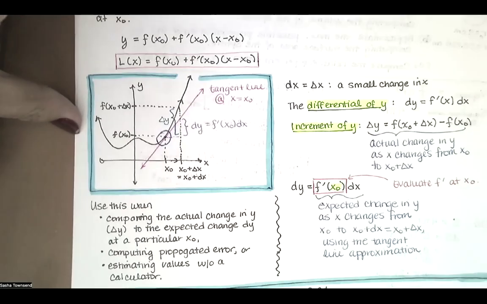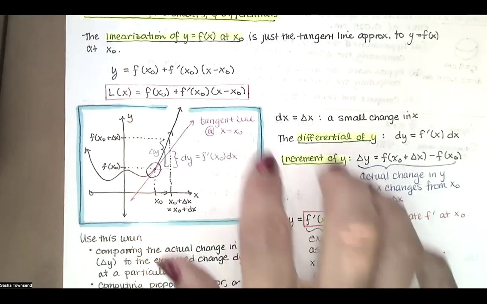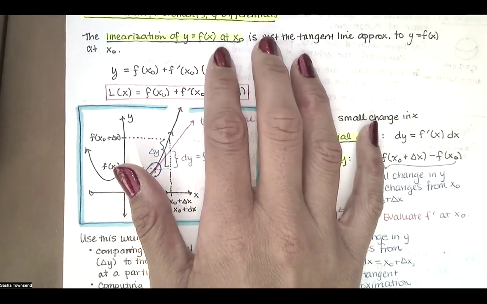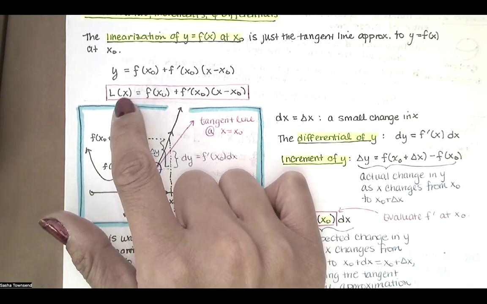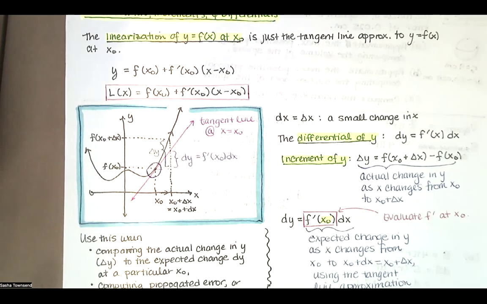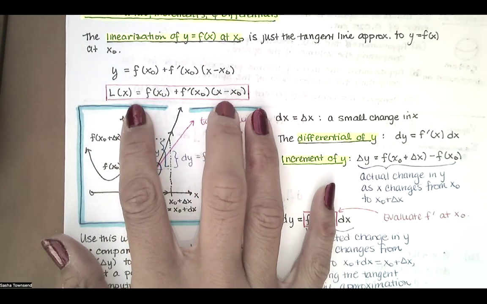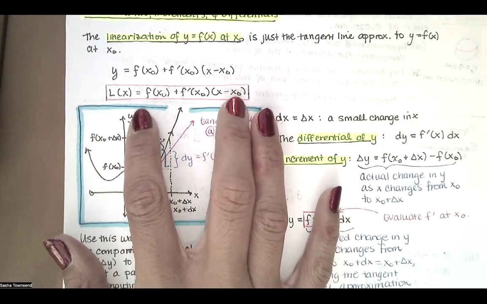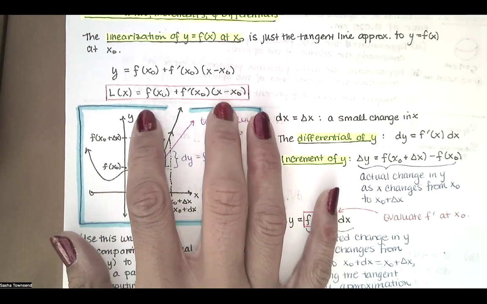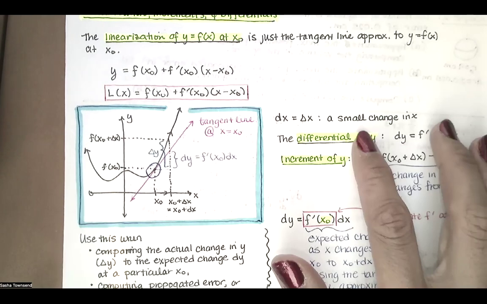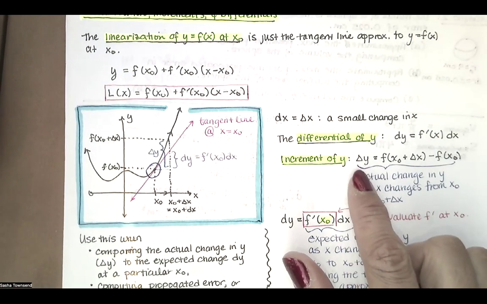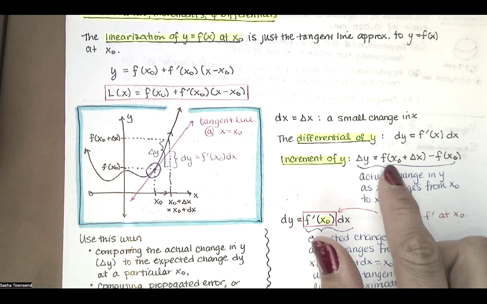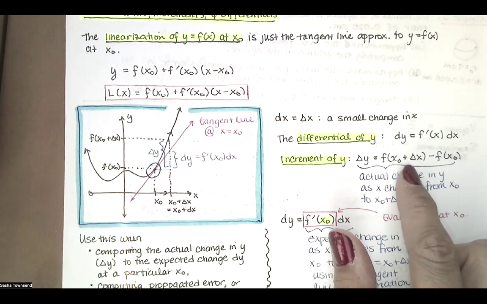Our lesson on differentials. We say the linearization of y equals f of x at x naught is just the tangent line, and instead of writing y, we usually write L of x for linearization. When we're talking about a linearization, we're just talking about the tangent line. It's just a linear approximation of the function. That is very closely related to these concepts of the increment of y and the differential of y. The increment of y is the actual change in y as x goes from one value to a neighboring value, as x changes from x naught to x naught plus delta x.